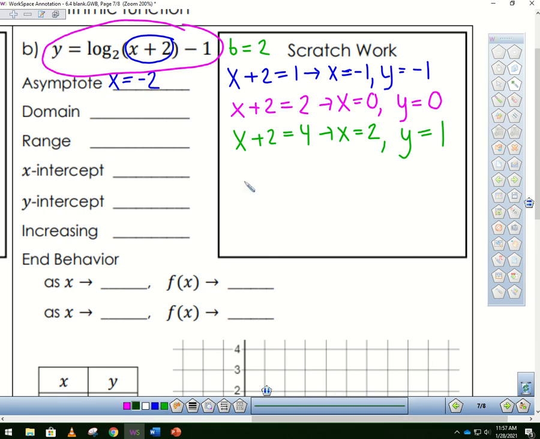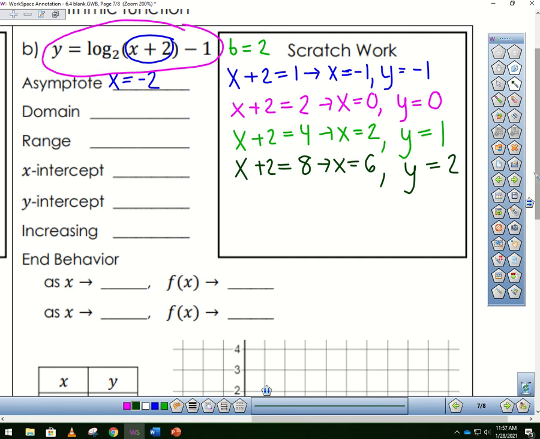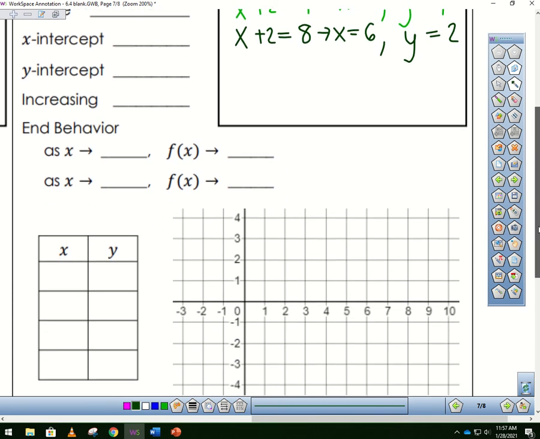And then the last one we would do is x plus 2 is equal to b to the third power. What's b to the third power? Good. Which would give me x equals 6, which would give me y equals 3 minus 1, so that'd be 2. So like I said, you're just plugging x into this equation to find y. Just evaluating it.